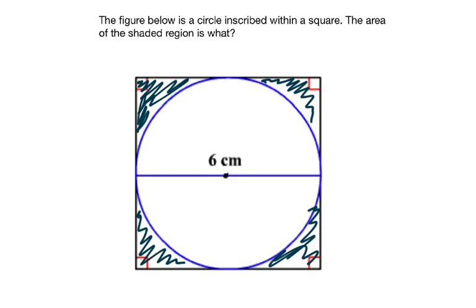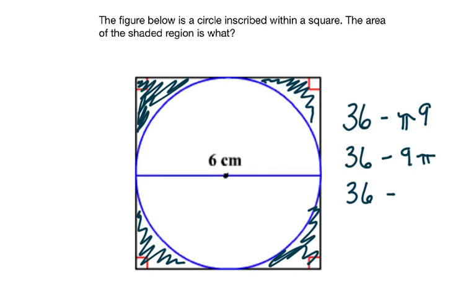All right, the correct answer for this question is going to be 36 minus pi 9, or you could have said 36 minus 9 pi, or you could have said 36 minus pi 3 squared. All of those will give you the same answer. They're the same exact number.